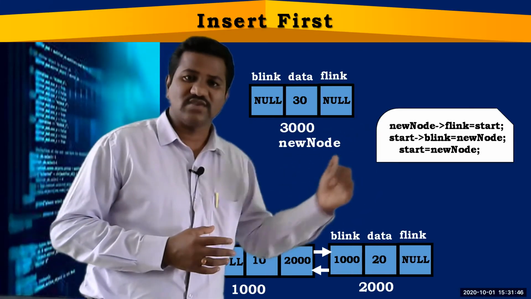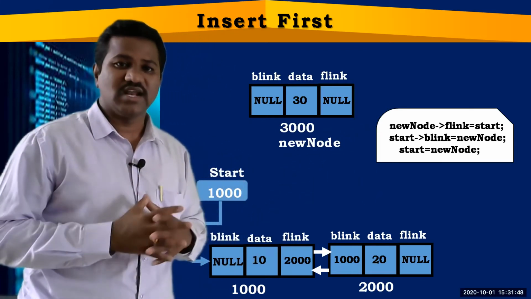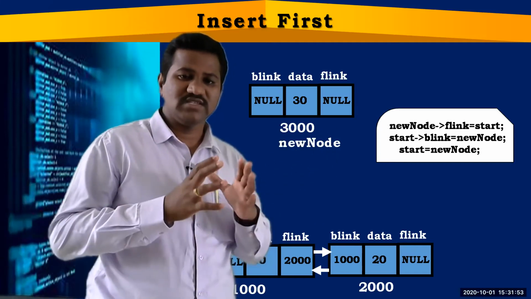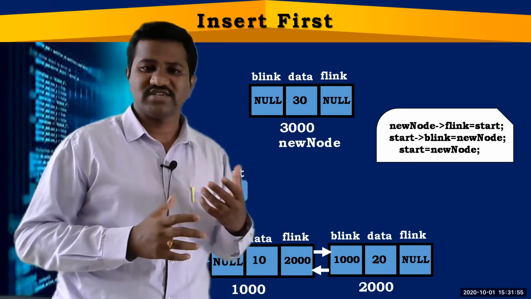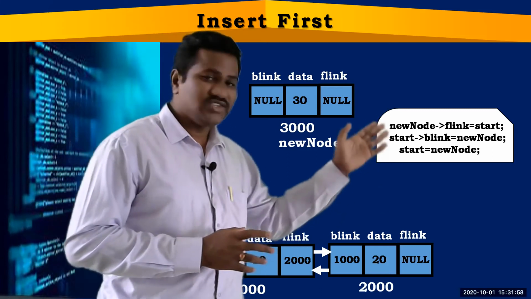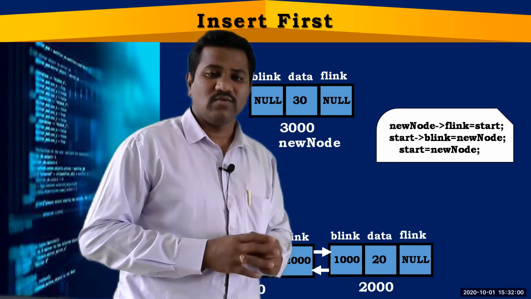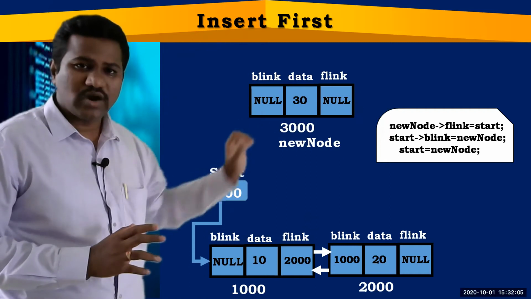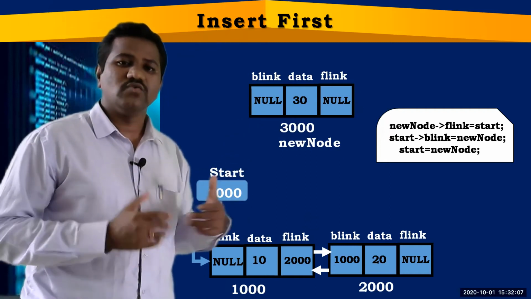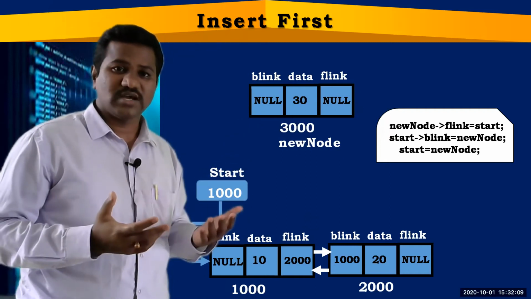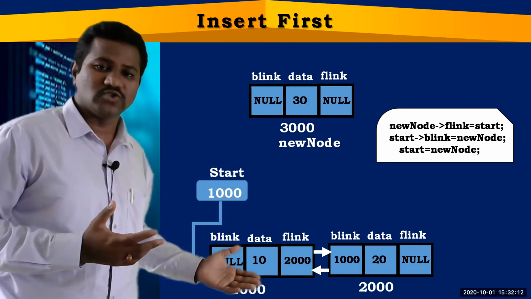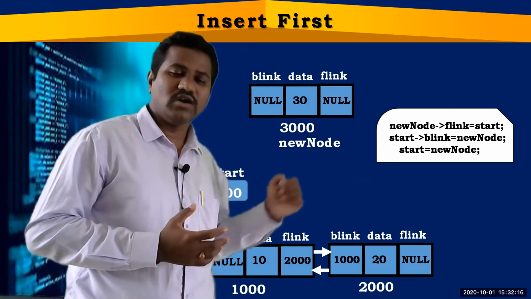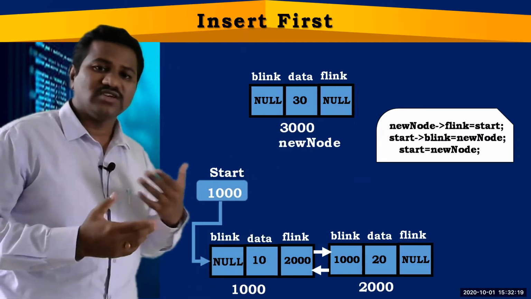These are the instructions that we are going to use in order to establish the links between the 1000 node and the 3000 node. We'll see these instructions clearly so that you understand our intention. Three instructions that we are going to follow. Let us keep these instructions aside for now. I would like to make this 3000 node the first node, so I would like to establish the links between the 3000 node and the 1000 node. You know that the 1000 node is stored in the start pointer, and 3000 is stored in new node. Between new node and start, I would like to establish the links.